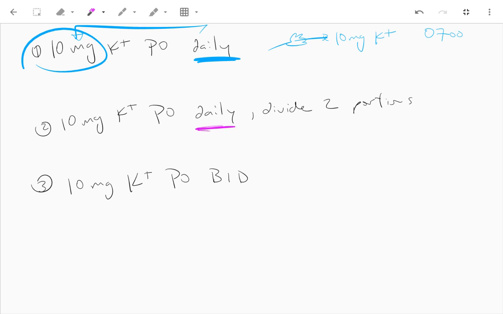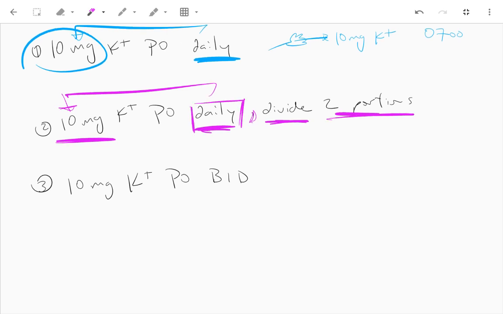Now, different patient, different order. This one patient is going to see every single day 10 milligrams of potassium. However, here's a big dependent clause. We're going to divide these 10 milligrams of potassium into two equal portions. So the nurse knows that max every day she can only give the patient 10 milligrams right here. But we're going to split it. We're going to take these 10 and we're going to divide it into two.